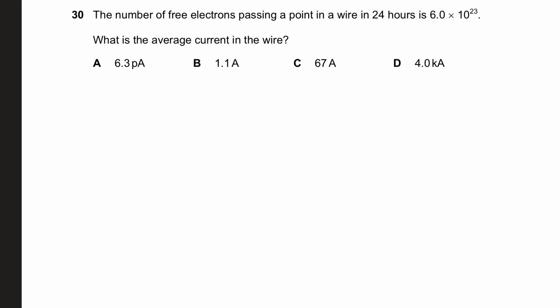Question 30 says, the number of free electrons passing a point in a wire in 24 hours is 6 into 10 to the power 23. What is the average current in the wire? Current is charge flowing per unit time, or the rate of flow of charge. We've got 6 into 10 to the power 23 electrons. The charge on one electron is 1.6 into 10 raised to the power minus 19 coulombs, divided by the total time, which is 24 hours converted into seconds, 24 multiplied by 3600. The value that we get is 1.11 amps, which is option B.